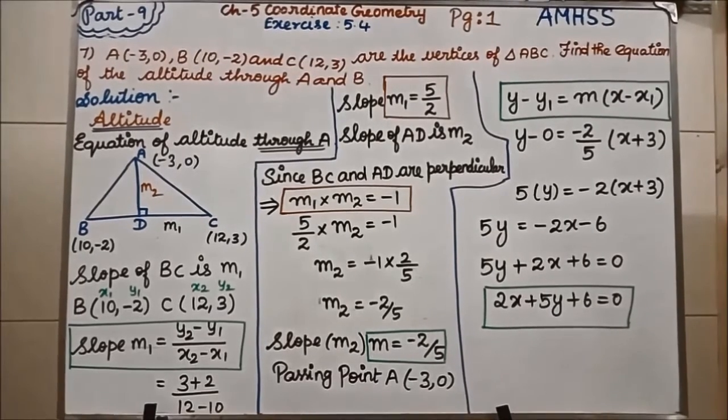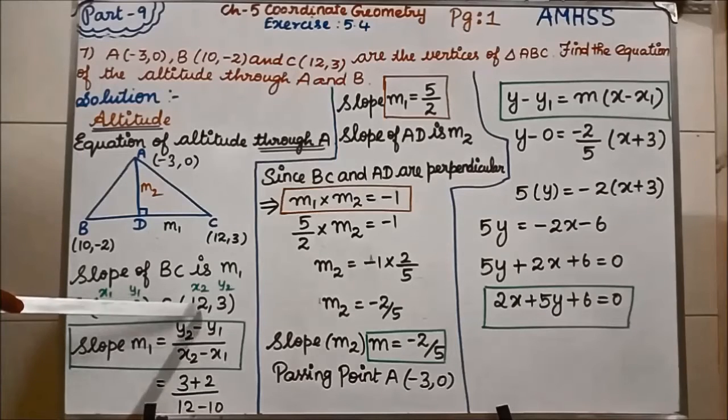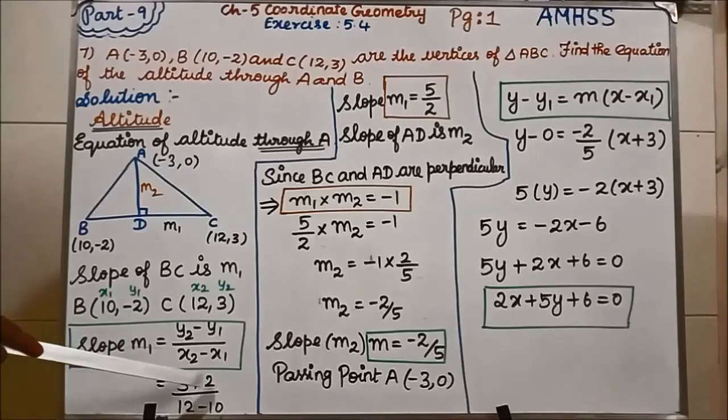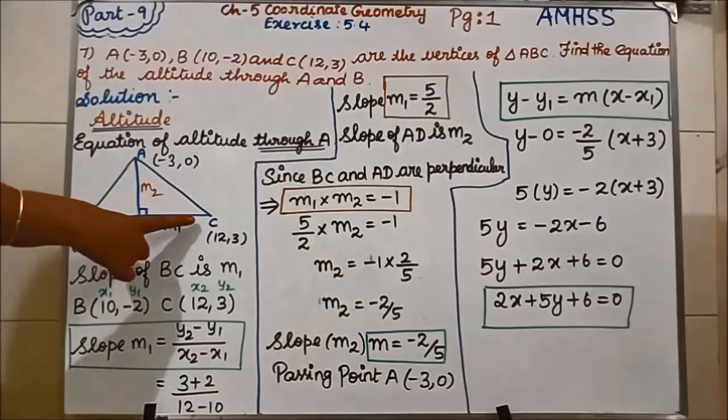See, we know what our x1 is, what our y1 is. We are just substituting. The y2 value we have is 3, the y1 value is minus in the formula, so here also minus, so we will get plus 2, divided by x2 is 12, x1 is 10. So 12 minus 10. 3 plus 2 is 5, 12 minus 10 is 2. So slope M1 equal to 5 by 2. Clear students?